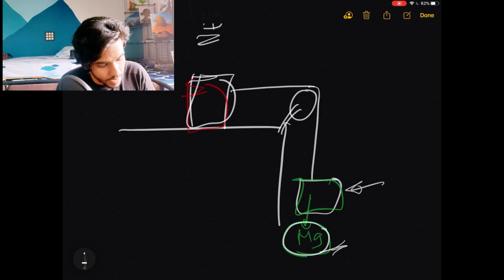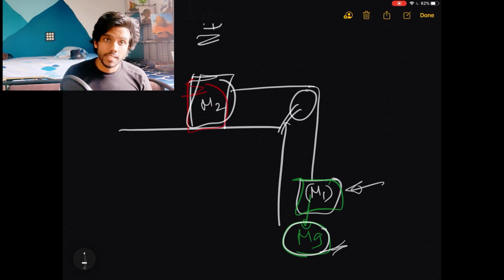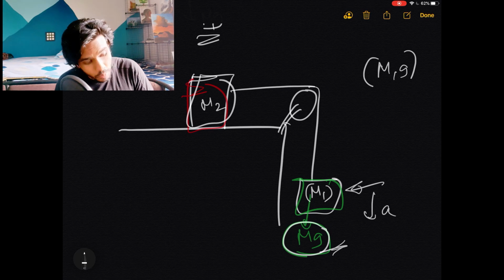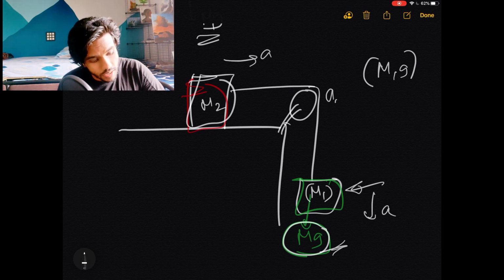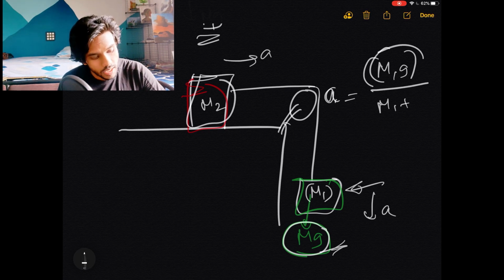Let us take this mass as m1 and this as m2. So the whole system is actually depending on m1g, but who is accelerating? Both are accelerating. So the net acceleration of the system, like the net acceleration of any of those bodies, must be m1g, the net force, divided by the total mass that is being driven.